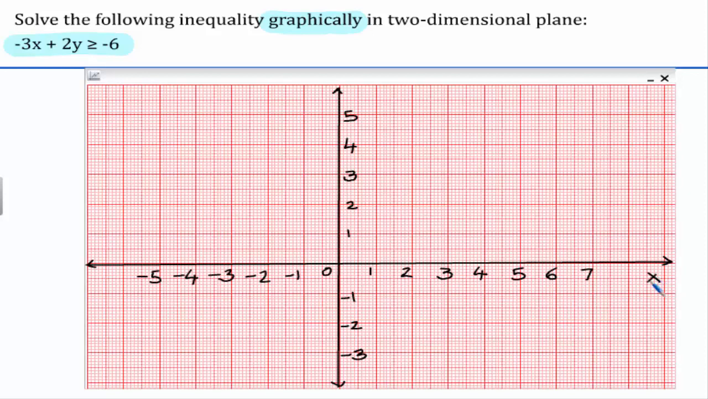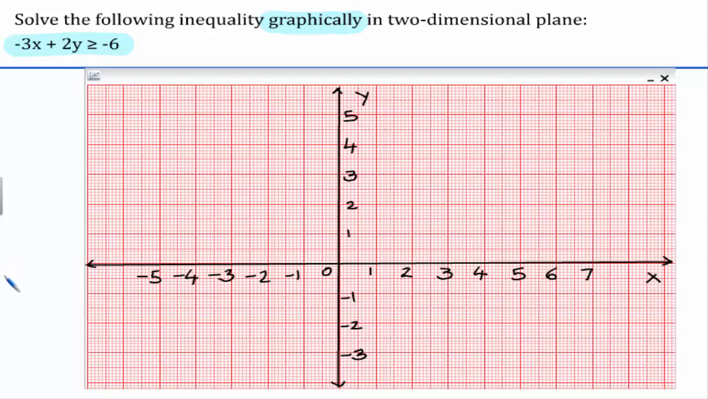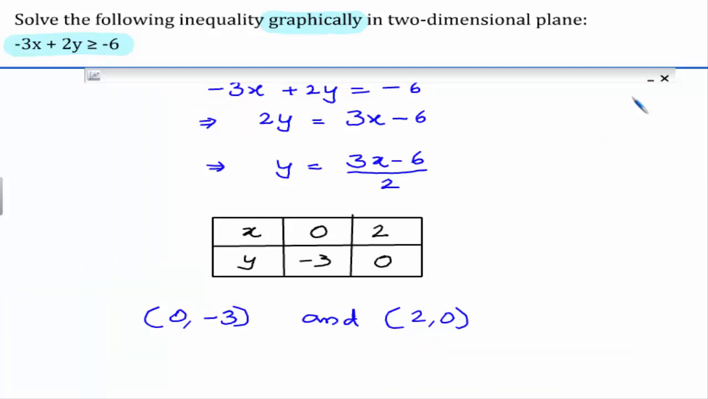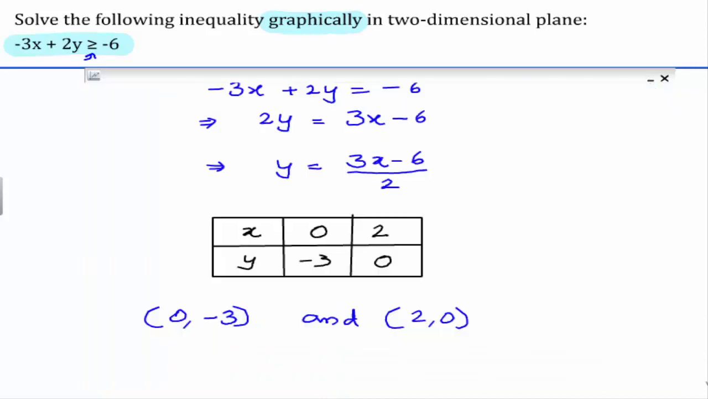Now here is the x-axis and this is the y-axis. Now the ordered pairs are (0, minus 3). That means x is 0, y is minus 3, which is here. And the next ordered pair is (2, 0). 2 is x here. Now since it is greater than or equal to, we have to draw a thick line by joining these 2 points. Now this is a line which is formed by joining the 2 points, and now we have to select the region because the line divides the plane into 2 halves.